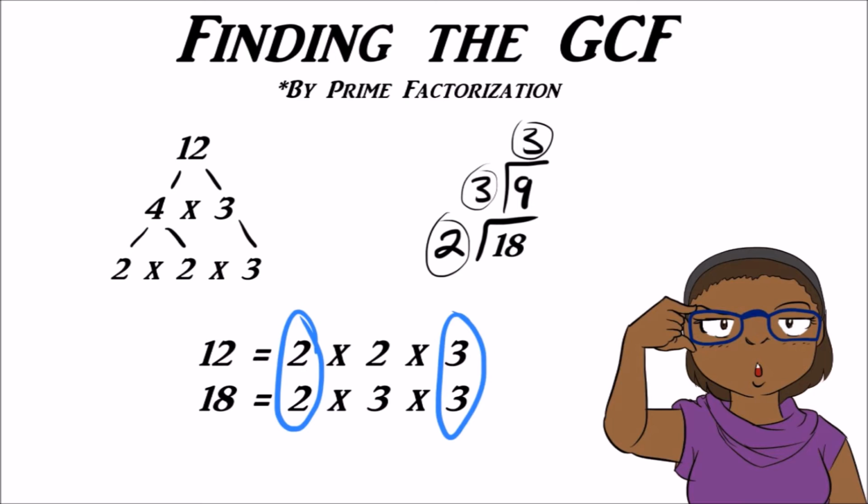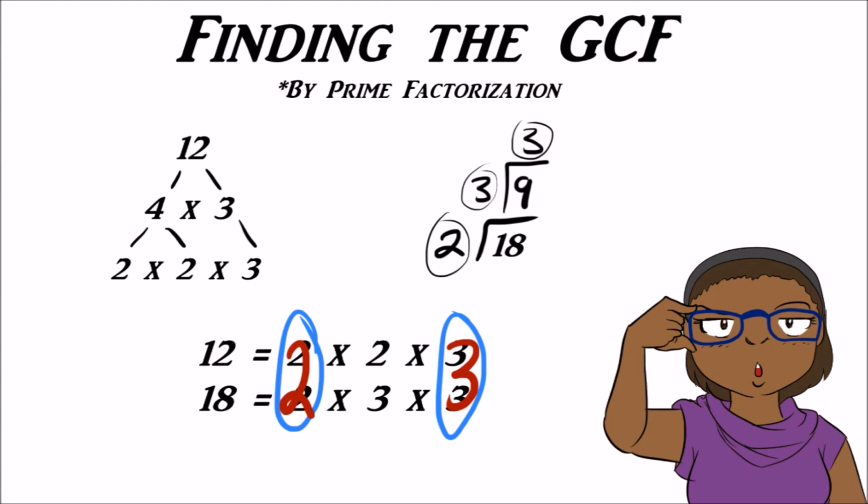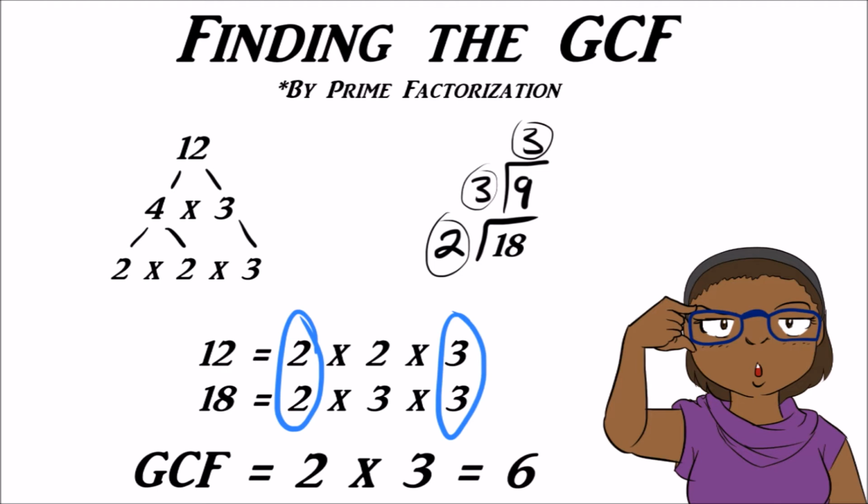Line up the two prime factorizations. 12 is equal to 2 times 2 times 3, and 18 is equal to 2 times 3 times 3. This way, we can see that both of our prime factorizations have a 2 and a 3 in common. Our third and final step is to multiply the circled numbers. When we do this, we take our two circled 2's as a single 2, and the two 3's we circled as a single 3. The GCF is equal to 2 times 3, which is 6.